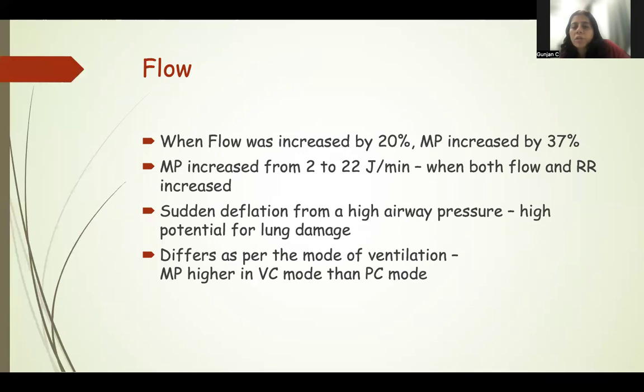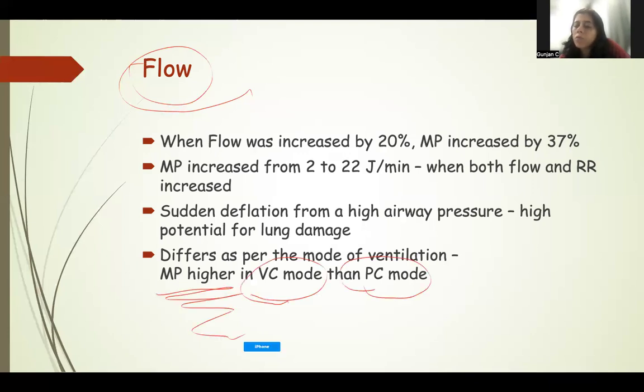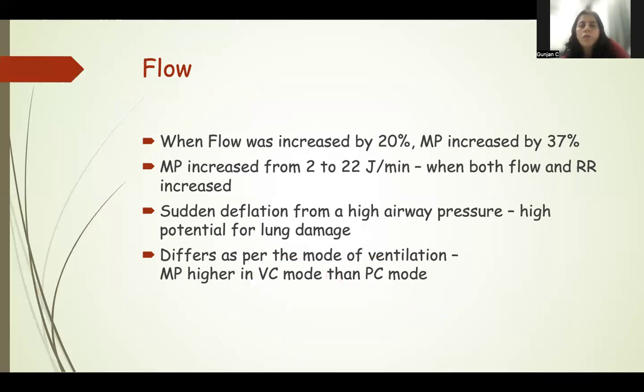A sudden deflation also had a higher potential for lung damage, so we cannot have a sudden deflation as well. And that is the reason why low tidal volume is important. The flow is what matters in the mode of ventilation, and that is the reason why the mechanical power was higher in the volume control mode as compared to a pressure control mode, which has a decelerating flow pattern or a flow limitation. So giving a higher respiratory rate is not an answer.